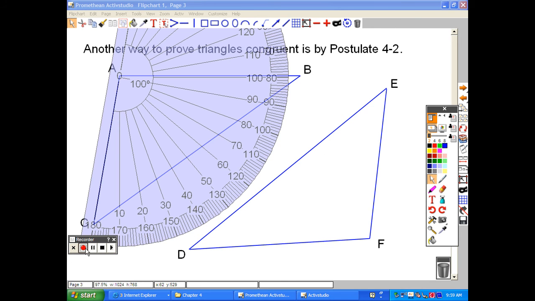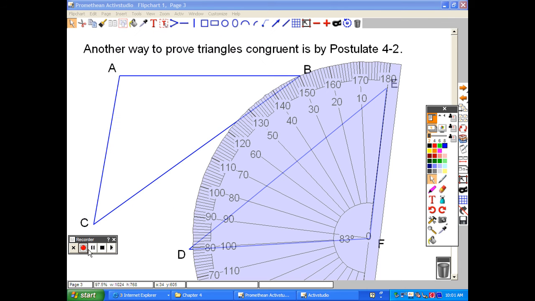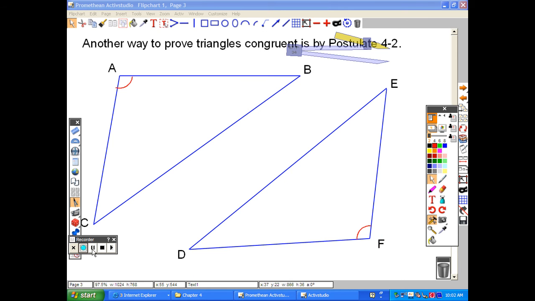And in this postulate, what I'm looking at here is the measure of angle A. If you look at angle A, it's slightly more than 100 degrees, maybe 100.5 degrees. And angle F, well, that's the exact same measure. So I mark those 2 angles congruent to each other. Now I'm going to compare the side length of AB to the length of, I believe it's FD. Those 2 are the same length. AB and FD are the same length.